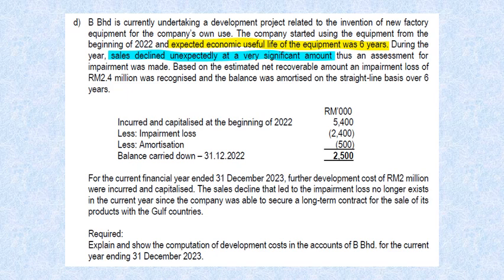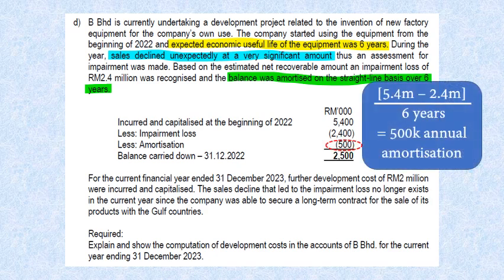For this case, the firm has recognized 2.4 million worth of impairment in the research and development cost as an intangible asset. Third, the remaining balance of research and development costs must be amortized on a straight-line basis over the 6 years useful life. From this, we can assume that the impairment was recognized quite early in the year. So from there, we now have an annual amortization of 500,000, and at the end of the year 2022, the carrying amount of the research and development costs as an intangible asset is 2.5 million.